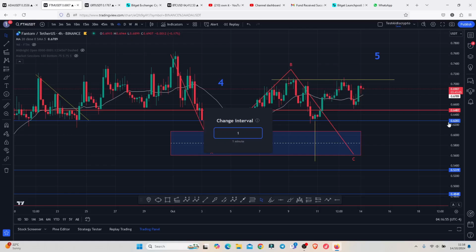Fantom continues to face resistance at the 0.7106 at the time of this recording, in a move that has now led to the formation of a double top, which is a trend reversal pattern. And on today's video, I will be discussing the key scenarios that can play out in the next coming hours and the key areas of support that we need to continue holding. So make sure that you stick around till the end of the video.